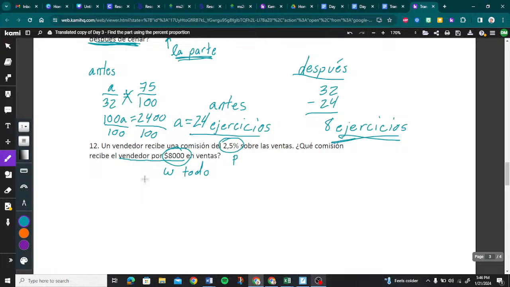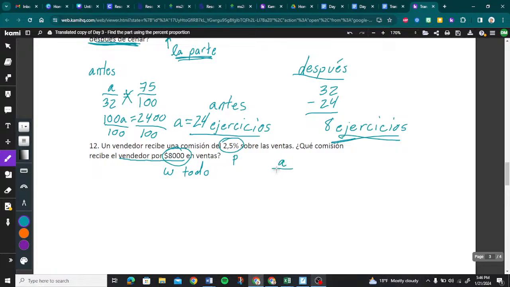Basically, someone gets commission of 2.5% when they sell something. I don't know what they're selling, but then it's saying what commission do they get on $8,000. So in case me saying this in better English than my broken Spanish is somehow better for you. But anyway, we're looking for the part still.